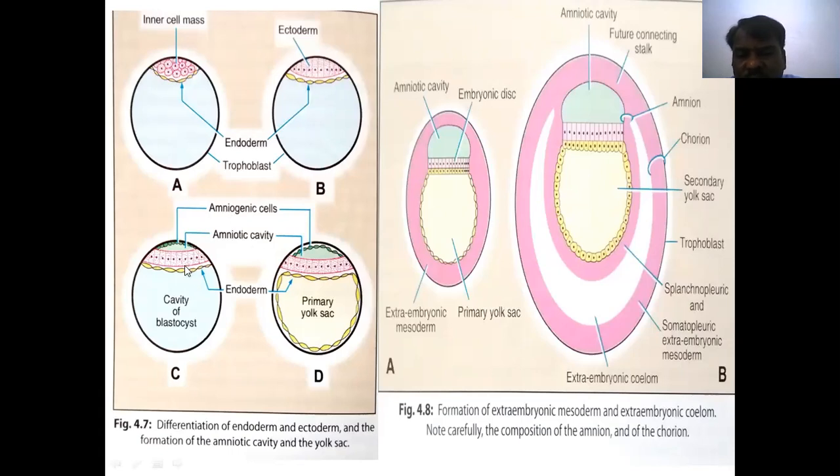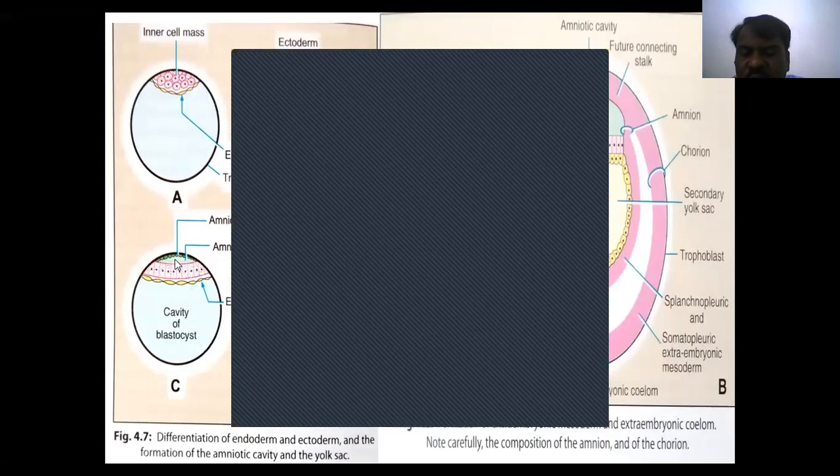Further, this is ectoderm and this is endoderm. Some of the trophoblast cells are modified to form amniogenic cells, going to reach this ectoderm. Then automatically a cavity forms, called the amniotic cavity. Here we can identify the blastocyst. These trophoblast cells specialize, going to form the inside lining.